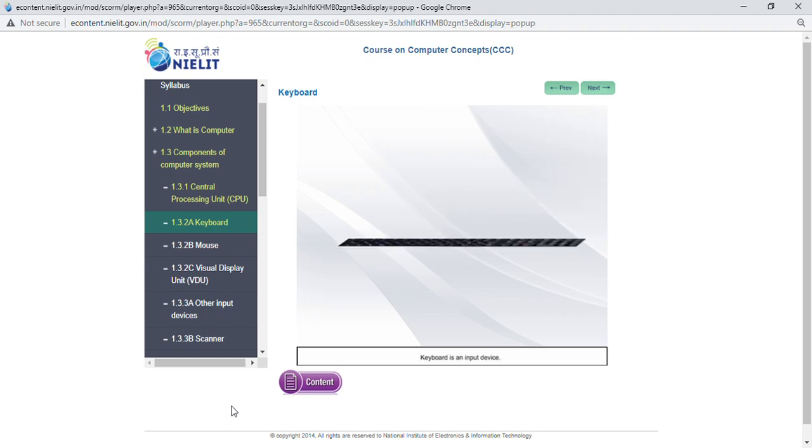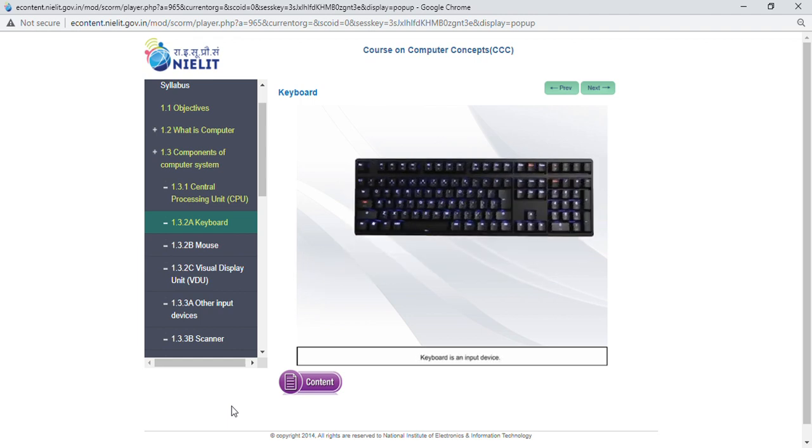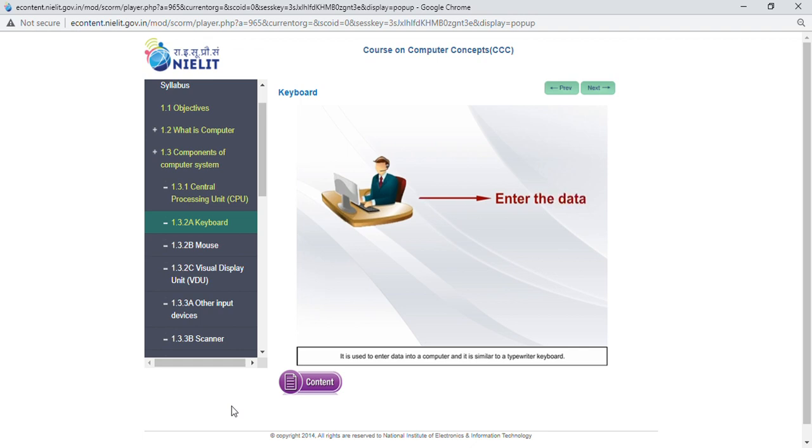Keyboard. Keyboard is an input device. It is used to enter data into a computer, and it is similar to a typewriter keyboard.